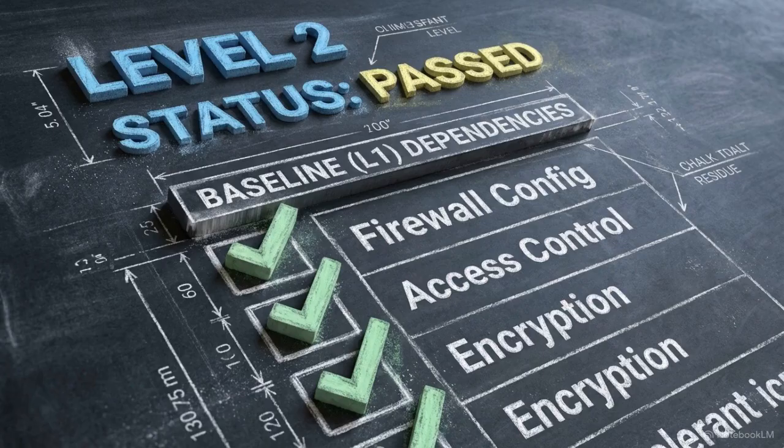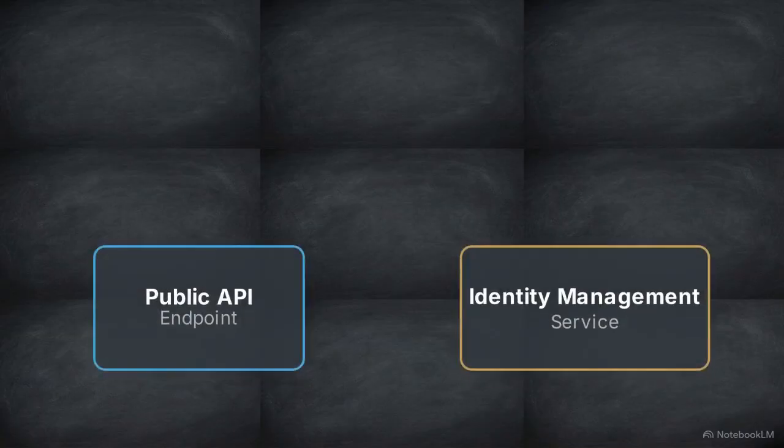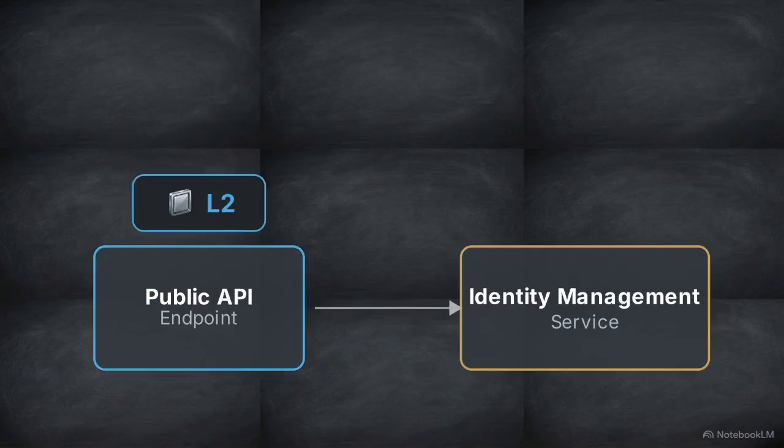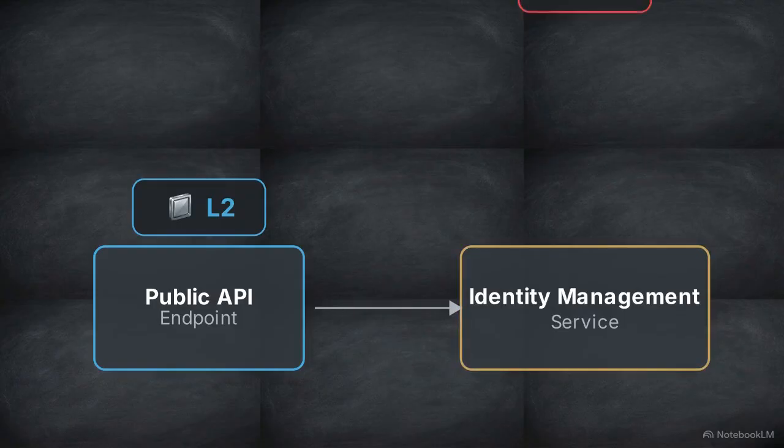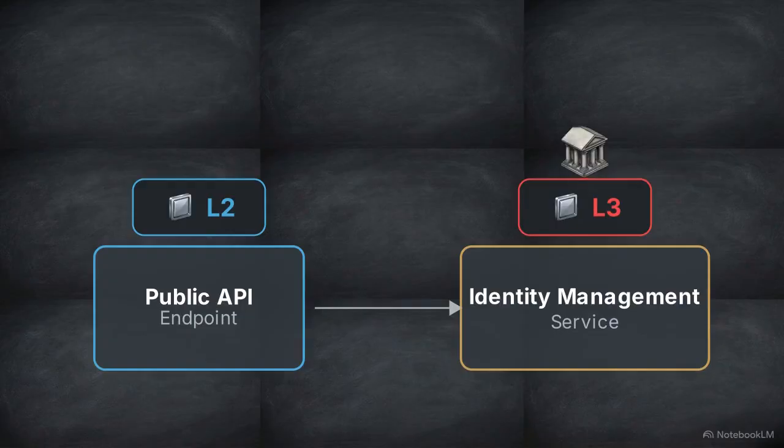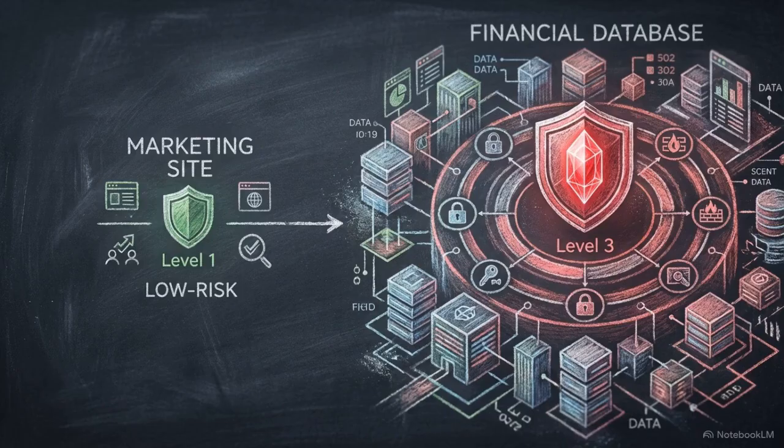consequences. The verification levels are cumulative. Achieving Level 2 inherently means passing all Level 1 requirements. Organizations can mix these risk levels within the same system. A standard public-facing API endpoint might be scoped to Level 2, while the back-end identity management service verifying those API requests is held to the stricter Level 3 standard. By aligning the verification tier directly with business risk, organizations invest their security resources where they deliver the greatest return.